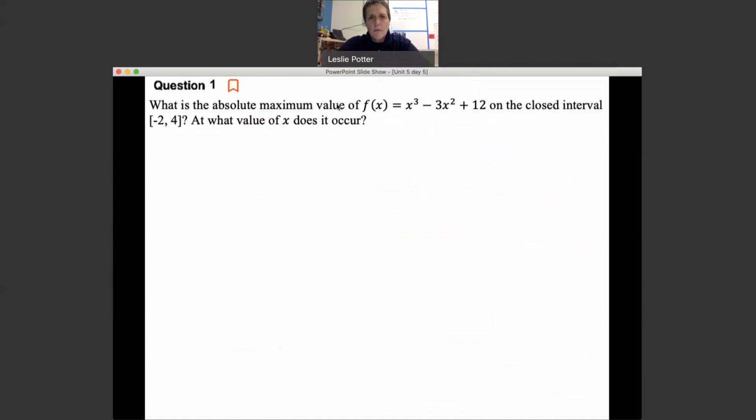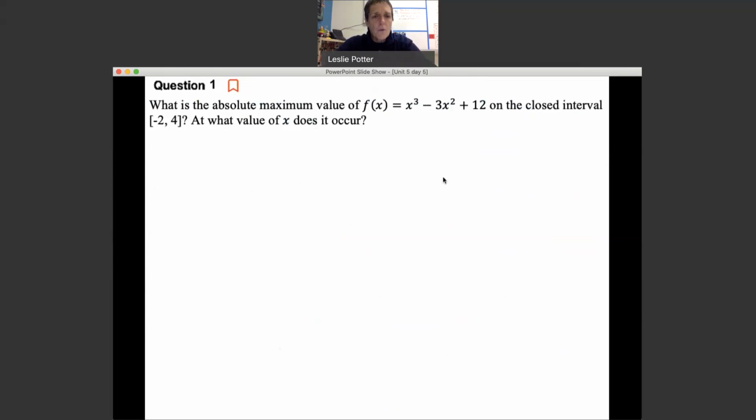It says, what absolute maximum value? So now we actually have a function. So we're going to have to do something using some algebraic manipulation. What absolute maximum value of the function f of x equals x cubed minus 3x squared plus 12 on the closed interval from -2 to 4. Okay, and at what value of x does it occur? So this is a no calculator, so you can't graph it. So we have to use the process that we outlined just a little bit earlier.